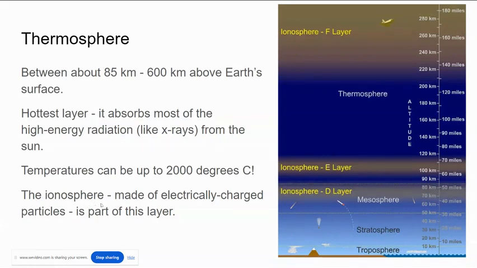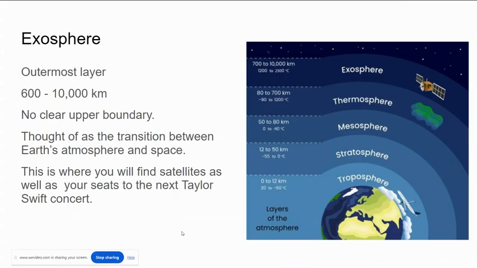There's a layer called the ionosphere. Ions are charged particles, and that's part of this layer. The outermost layer is called the exosphere. Exo means outermost. The exoskeleton of a bug is the outer layer of the bug. All right, the exoskeleton. The exosphere is the outermost layer. There's no clear upper boundary. It just dissipates more and more and more. This is where satellites are and so on. This is thought of as the transition between Earth's atmosphere and outer space.